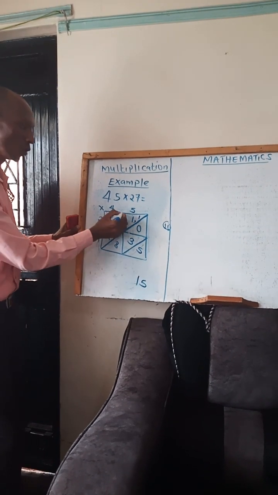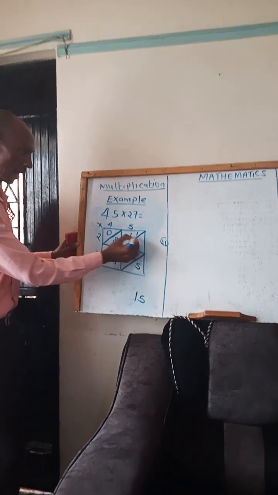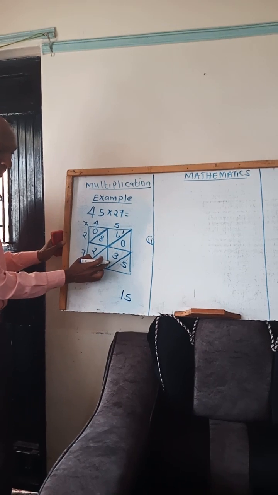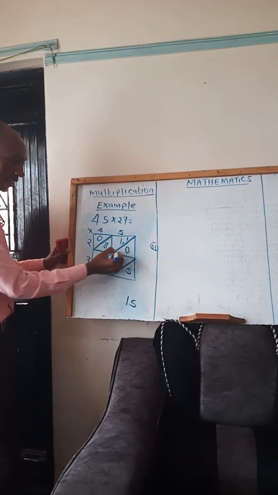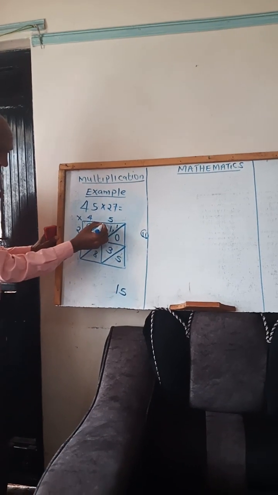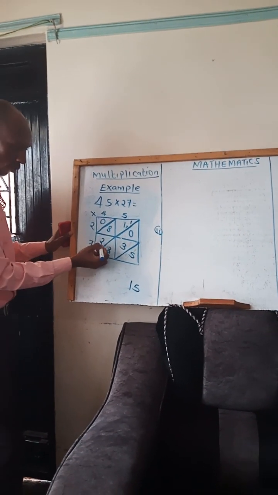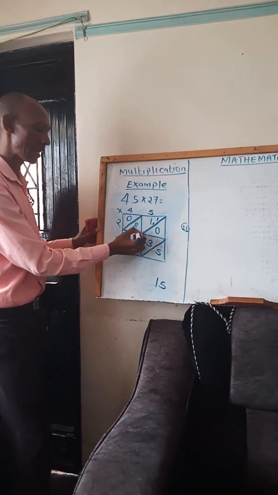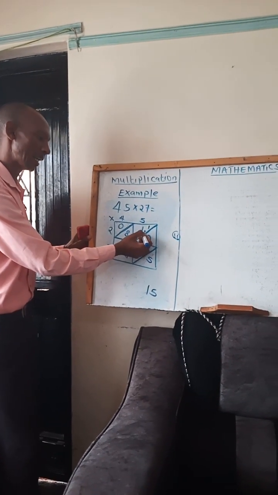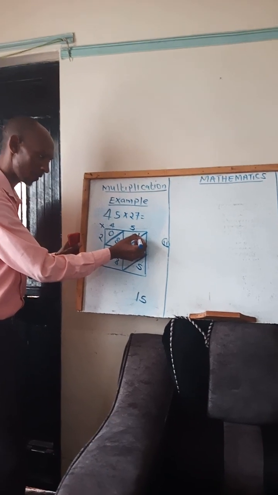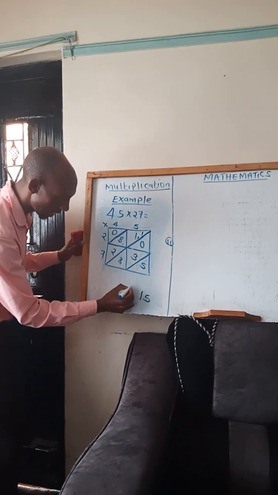And therefore, you repeat the same thing that you have done in the previous step, that is adding the numbers in between the diagonals. You add them. 2 plus 8, you get 10. 10 plus 1, you get 11. 11 plus 1, you get 12. And in this case, you're supposed to write 12.